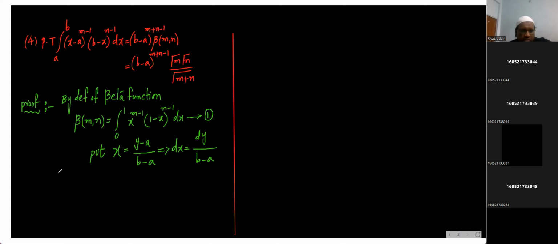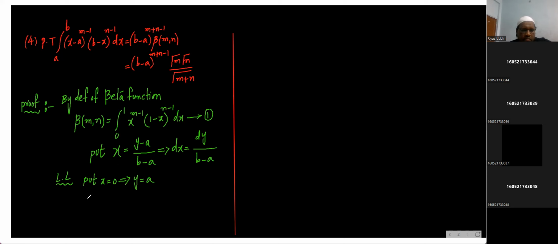Now what happened to the limits? Lower limit: x is equal to 0. If you put x is equal to 0 here, then 0 is equal to y minus a by b minus a. Cross multiplying, y minus a is equal to 0, which implies that y is equal to a now.